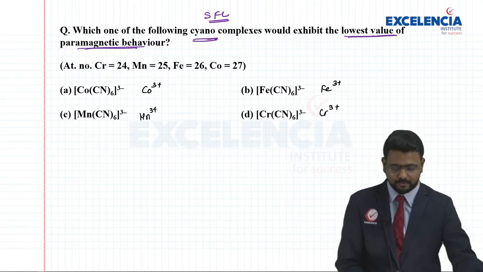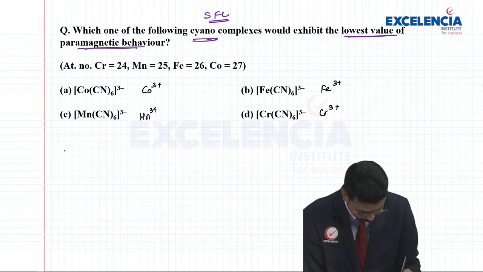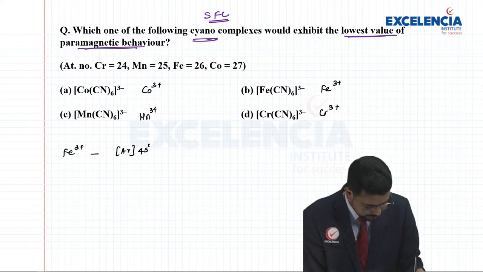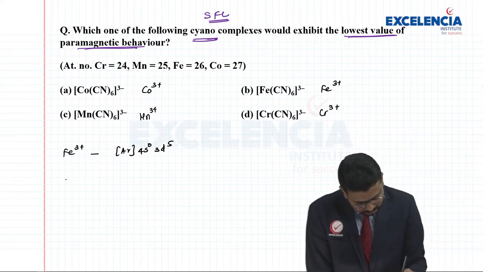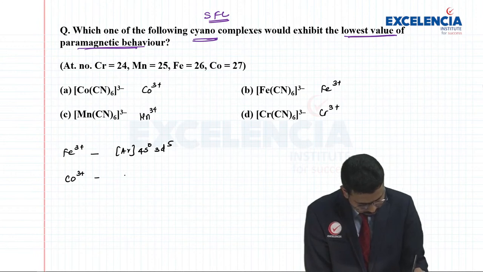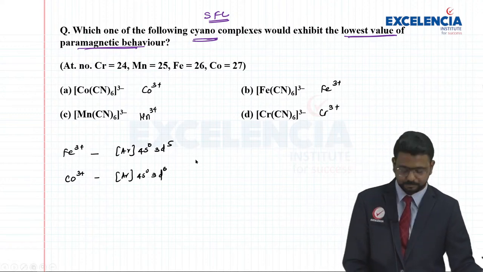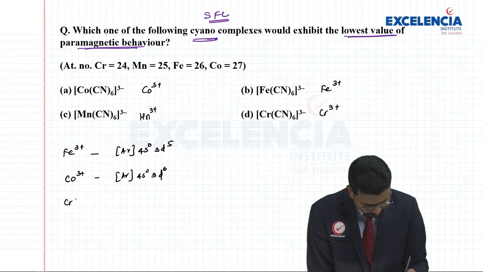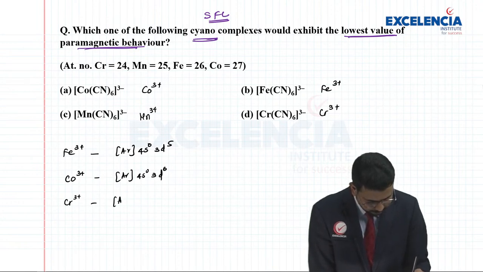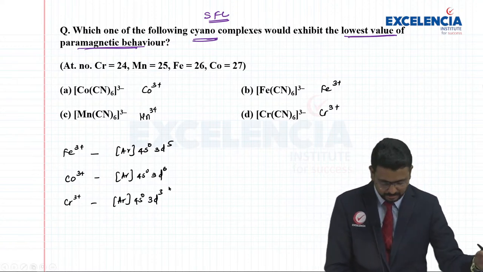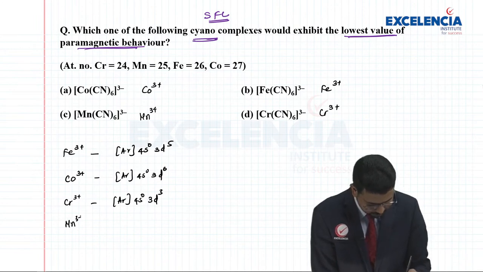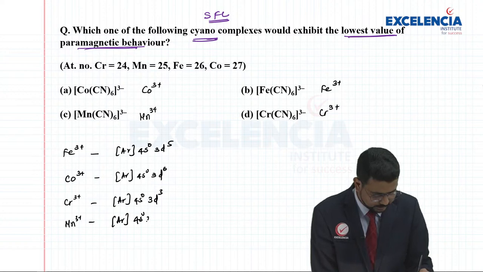So if we write their electronic configurations, first for Fe3+, its configuration is going to be [Ar] 4s0 3d5, right? This is going to be the configuration for Fe3+. Next is cobalt, oxidation number +3, so it is going to be [Ar] 4s0 3d6. Simple. Here you are going to have Cr3+, so here you will have [Ar] 4s0 3d3, right? And finally, you will have Mn3+. It's going to be [Ar] 4s0 3d4.